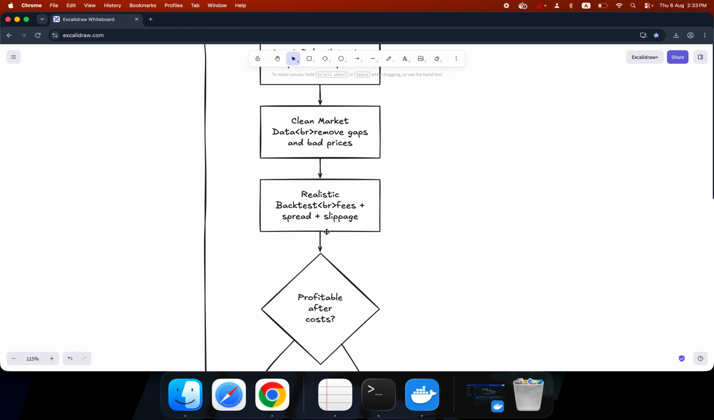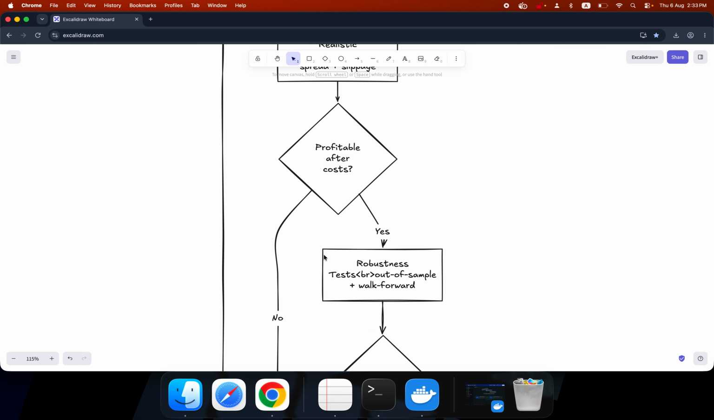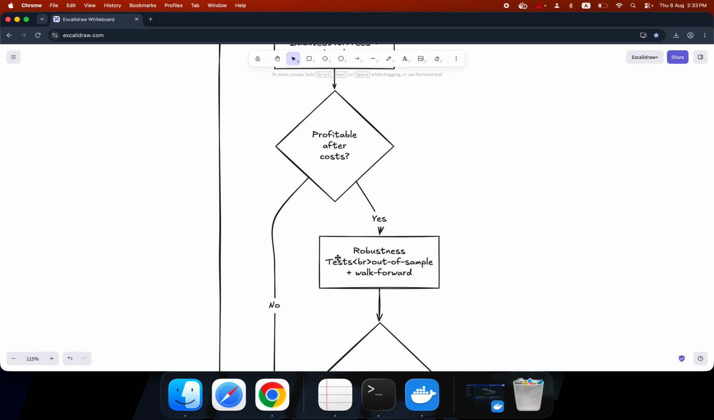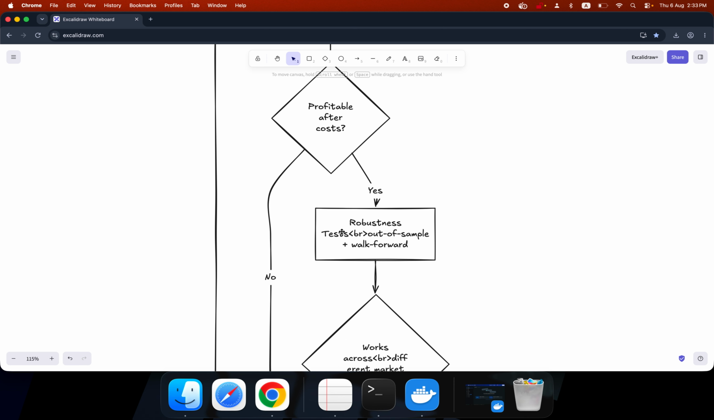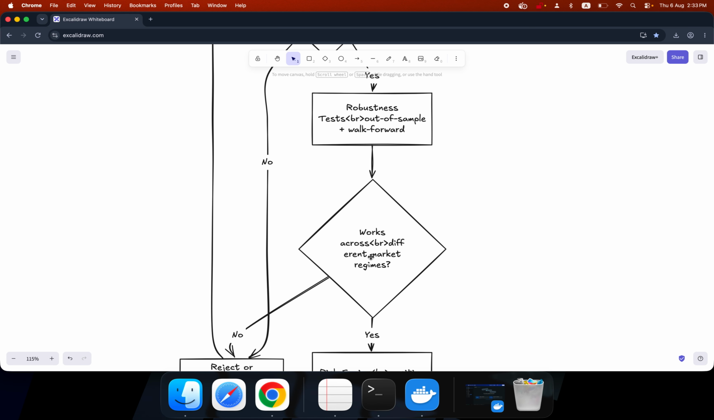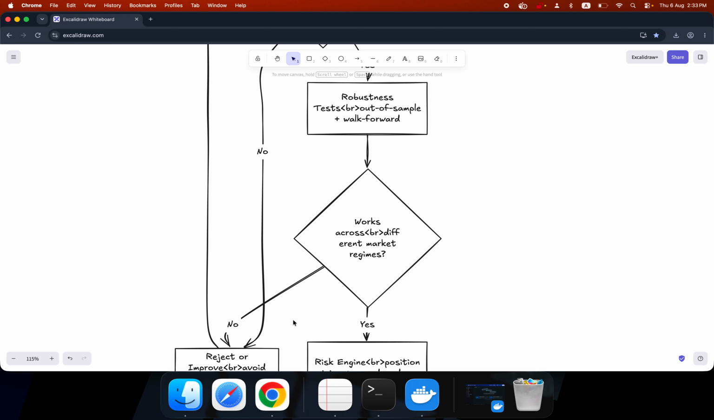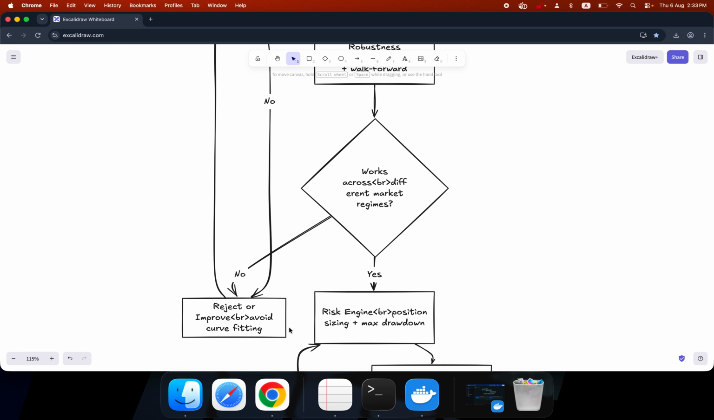So then, if it's still profitable after cost, you come to these decisions. If it's a yes, if it's profitable after cost, then you check the robustness tests, out of sample plus walk forward test, on your strategy. And if it still works, then you get to this: does it work between different market regimes? If it's a no, then you reject it or avoid curve fitting. You don't trade that strategy on a market regime that's not suitable for your strategy.